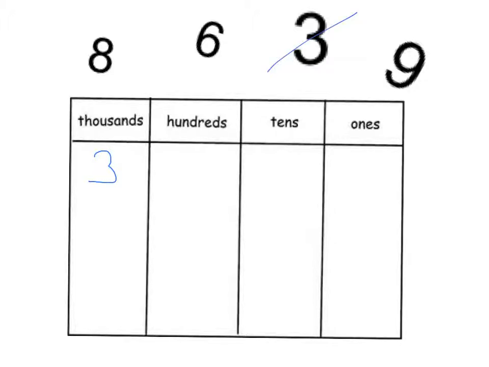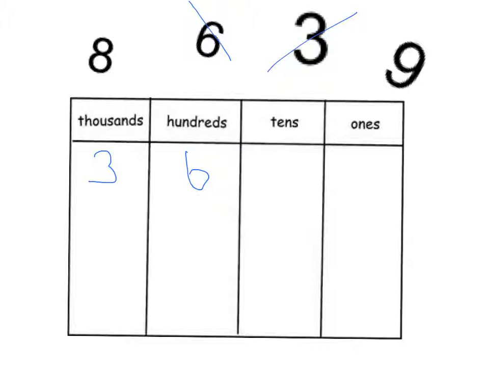I'm going to put a little blue cross through that. 3 in the thousands. So far we have 3,000. Now we need to work down to the hundreds. We have 8, 6, and 9 left. The next smallest digit is 6. So we have 3,600. Put a little cross through it.